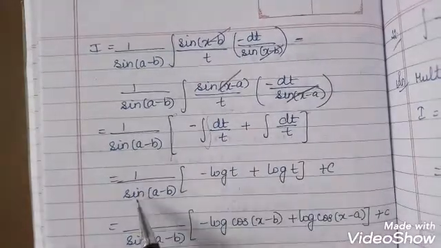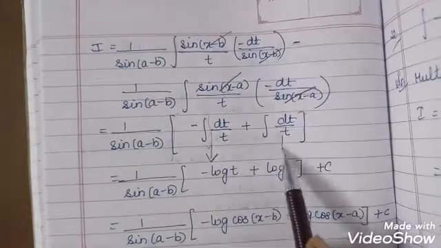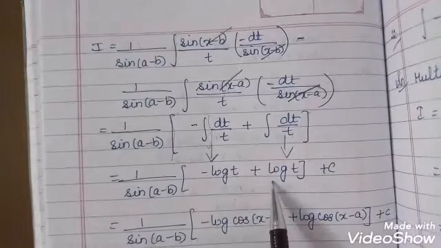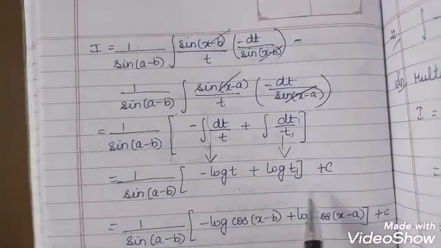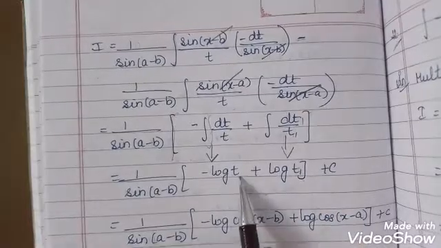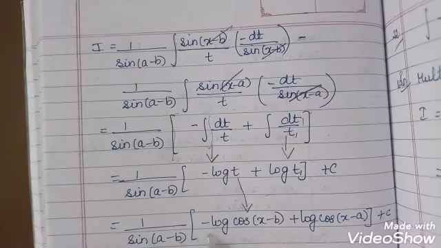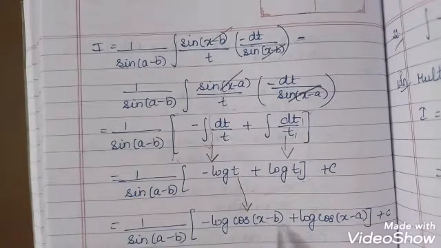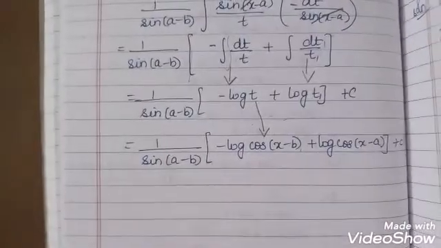So you have 1 by sine of a minus b. This is nothing but minus log t. This is nothing but plus log t. Don't cancel it by mistake. That's why I told you, if you want you can just take this as t1. So what is this t? It's nothing but 1 by sine of a minus b into minus log of cos of x minus b plus log of cos of x minus a plus a constant.